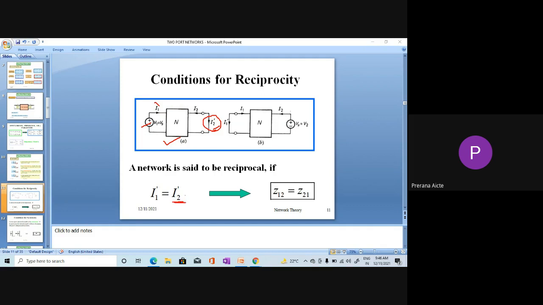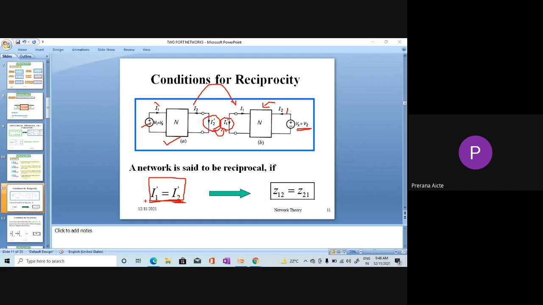The same analogy is applied here for port 2. You are applying some voltage at port 2, and current is flowing through the circuit, and you get another current at port 1. For the time being, it is I1 dash. If this I1 dash and this I2 dash are the same, then you can say that the circuit is following reciprocity. This is the condition where you can study the reciprocity theorem.